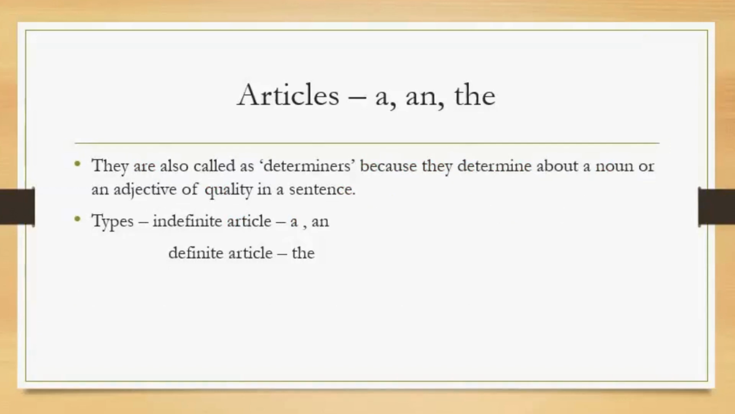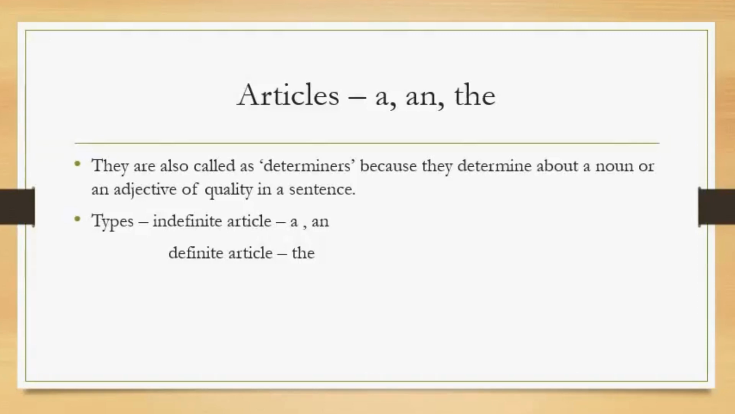Articles a, an and the are called articles. A is also pronounced as uh. The is also pronounced as thee. They're also called determiners because they determine a noun or an adjective of quality in a sentence. It determines what has to be used.